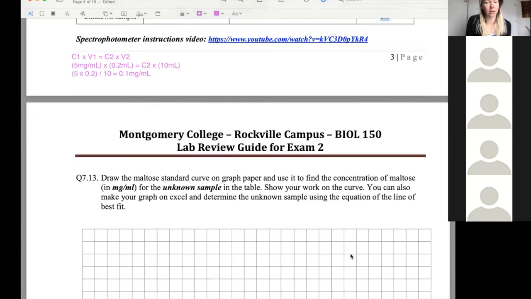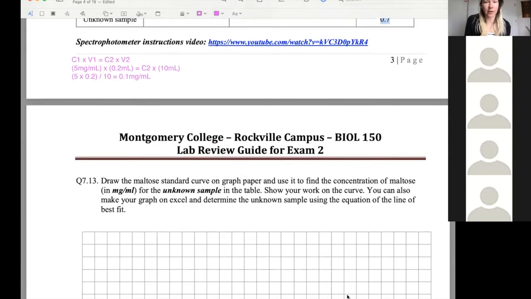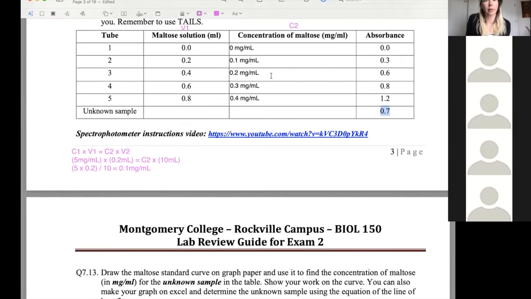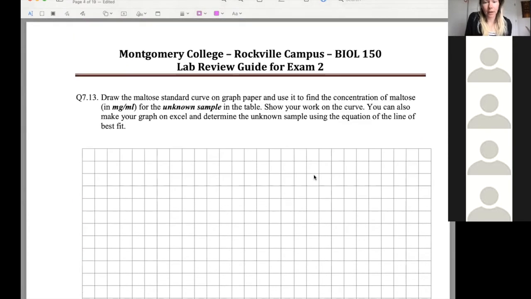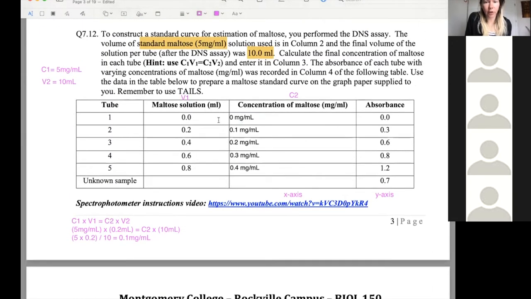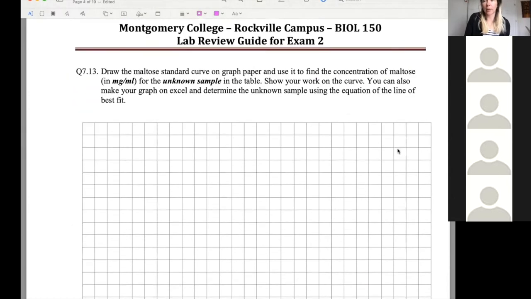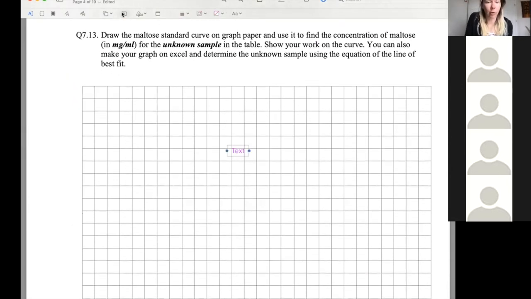So if I go to this next page, when we have our graph paper, if we were to graph this information, what would be on the x-axis and what would be on the y-axis for making a standard curve? X-axis would be concentration and the y-axis would be absorbance. Yeah, exactly. So these would be x-axis values and then the y-axis values would be our absorbance, because absorbance is going to be dependent on how much maltose is in that tube. Right, and if we look at the values too, we'll notice that as we increase the concentration of maltose, absorbance is going to increase as well. So we've got this positive linear relationship going on with these two values.